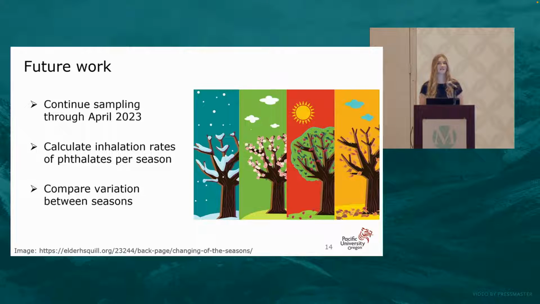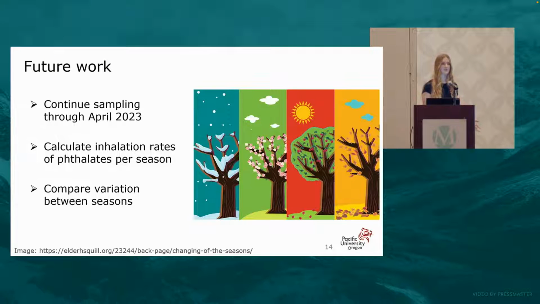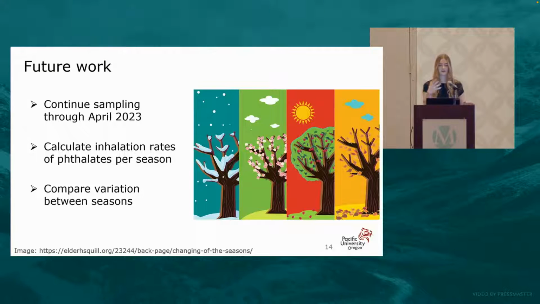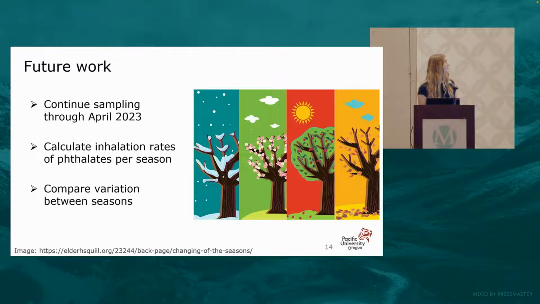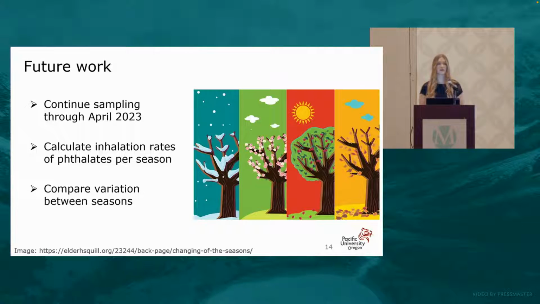So I do have quite a long road ahead of me. I'm going to continue sampling all the way through April because I started this past summer and I want to determine any trends in seasonality. So starting in summer and ending in spring, throughout the whole time I'll begin calculating the inhalation rates as the seasons pass and see if there are any trends in seasonality, because that is also a relationship that is not quite understood in outdoor phthalate detection across the world.